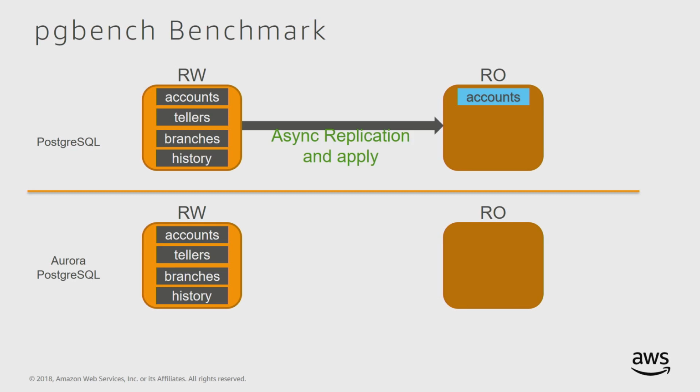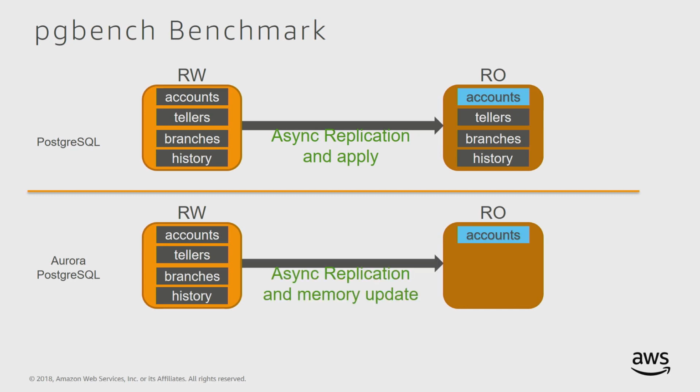So when you do standard Postgres replication with their async replication and apply, you have to apply all those changes to all 4 of those tables, right? So you have to load them all in memory. So if you're using this, you're basically flowing through all these changes. And that works okay, but there are scenarios where that's really bad, and I'll show you that. So on Aurora Postgres, it's completely different, right?